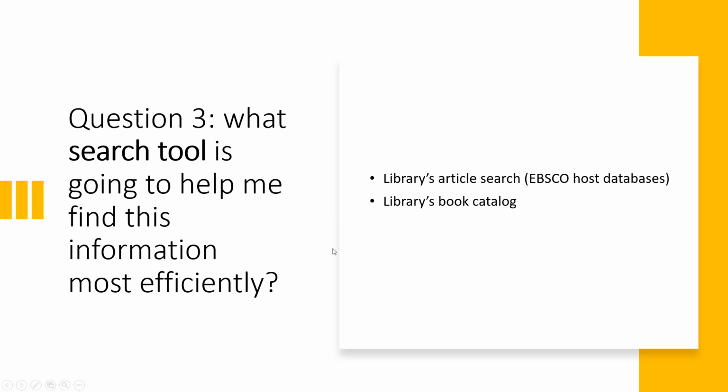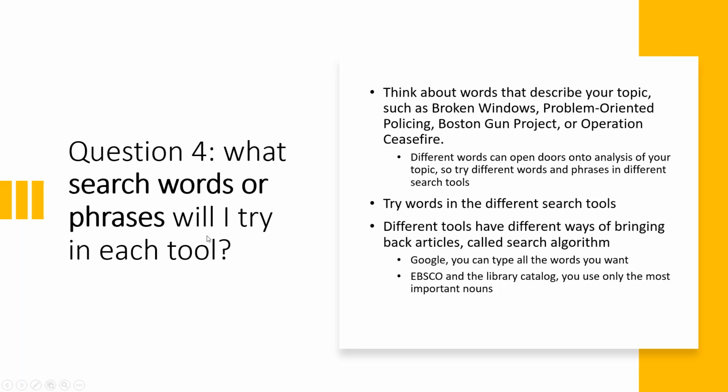Then we're talking about what search tools are going to lead you to that most effectively. And the 2 search tools that I think will be most useful for this are the library's article search and the book catalog. So we're going to dive into those. And then which search words or phrases will you try with each tool? So searching is iterative, which means that sometimes with one search tool, you'll try your phrases or words that you've chosen and it won't work. So then you try different words or phrases that you can use as alternates. And then if that doesn't work, you can go to another search tool.